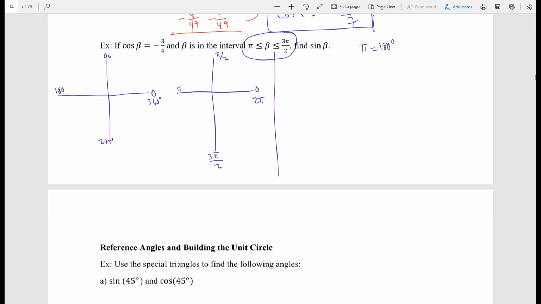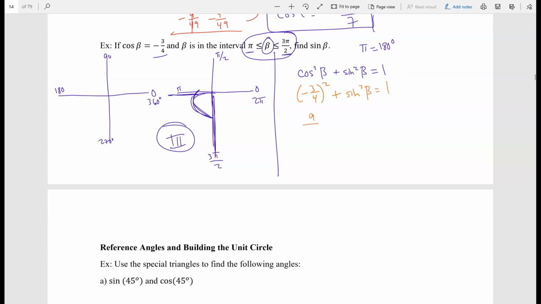So if beta is between pi and 3 pi over 2, here is pi, here is 3 pi over 2, that means that we are in quadrant 3. All right, so now we know what cosine is. Cosine of beta equals negative square root of 3 over 4. So we're going to start off with cosine squared beta plus sine squared beta equals 1. Let's plug in negative 3 over 4 and square it, plus sine squared beta, which we don't know because that's what we're looking for, equals 1.